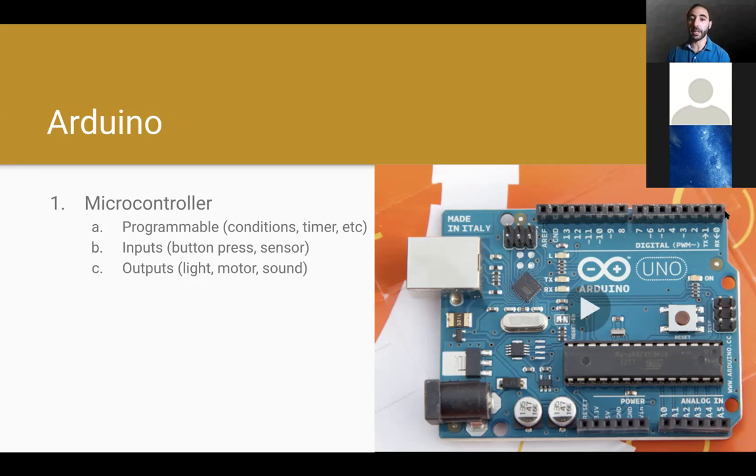Here's RX and TX. This is for serial communications. Analogs, you can set that to any voltage within a range. And then we've got some of the power.